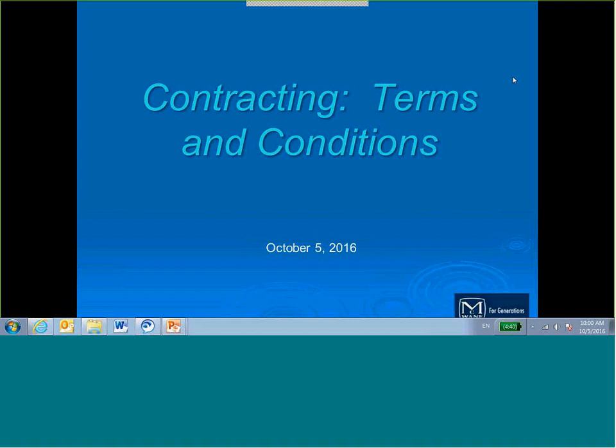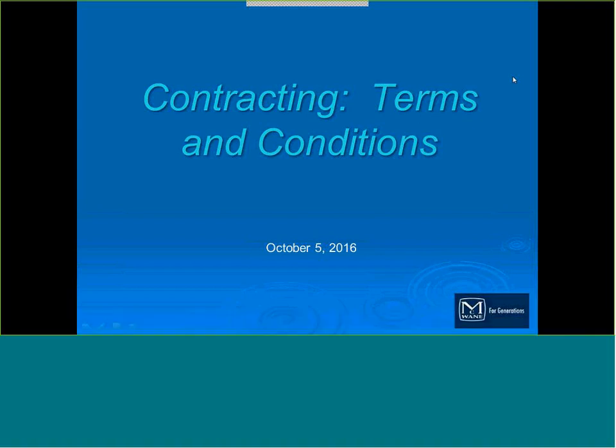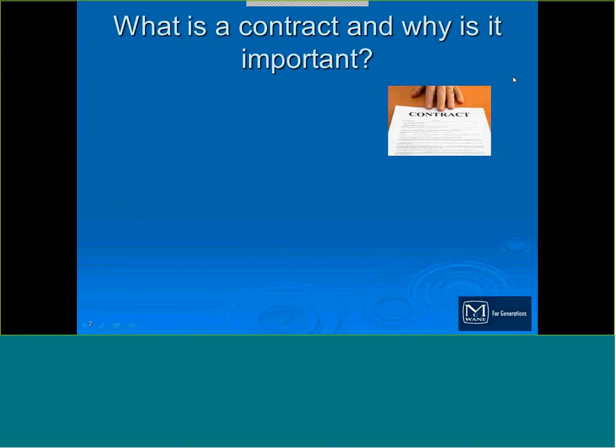Okay, so today we're going to talk about contracting, and specifically about contract terms and conditions. And at the end, I'd like to speak a tiny bit about contract management and our contract management policy. So just a little background. What is a contract, and why is it important? Why are we even talking about this?